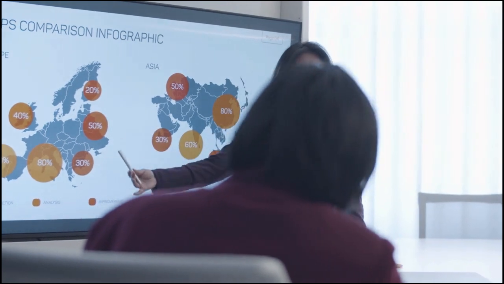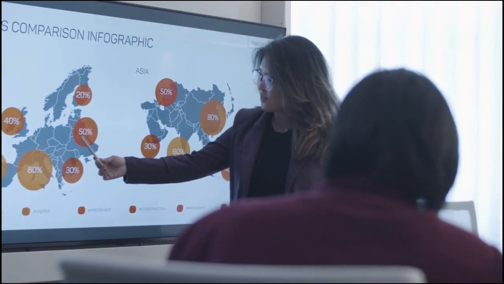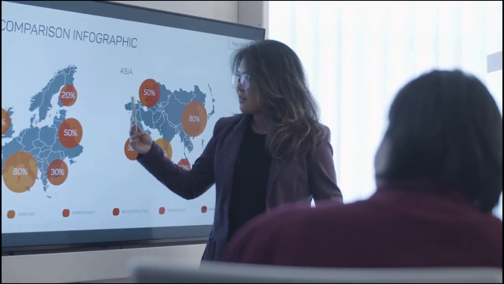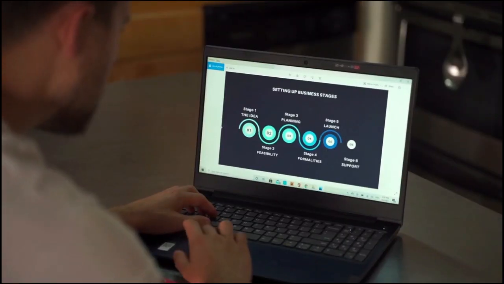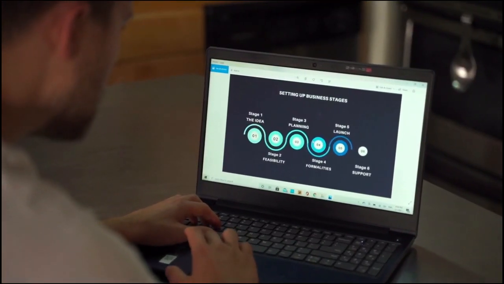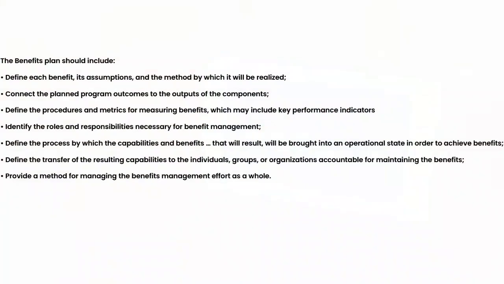This formal plan for managing benefits should include elements such as the following. Define each benefit, its assumptions, and the method by which it will be realized. Connect the planned program outcomes to the outputs of the components. Define the procedures and metrics for measuring benefits, which may include key performance indicators. Identify the roles and responsibilities necessary for benefit management.